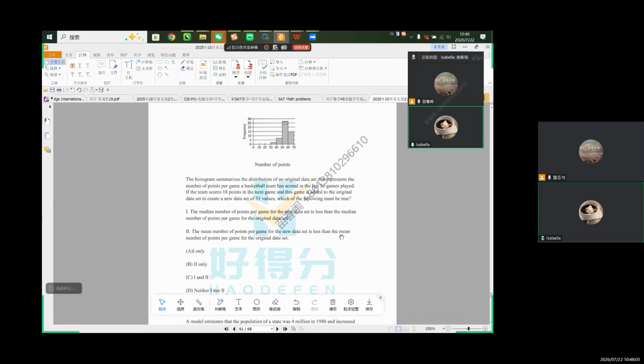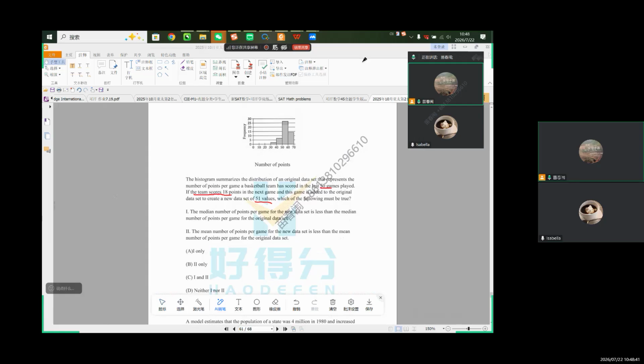Let's see. Do you remember the question? It was something like that. Oh wait, it was exactly that. 50 games, but now they have 51. There's another game, and 18. Now you will have a set of 51, before it was 50. Let's see the first one: the median number for the new set is less than the median number for the original data set.